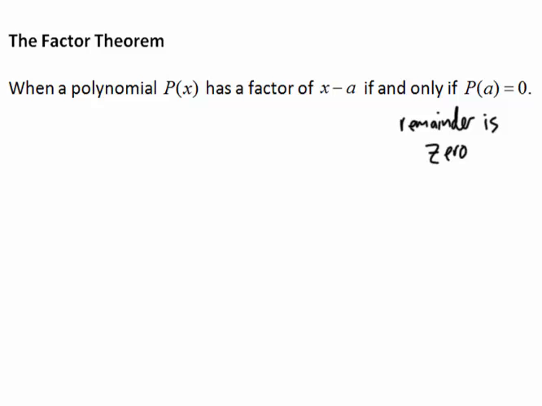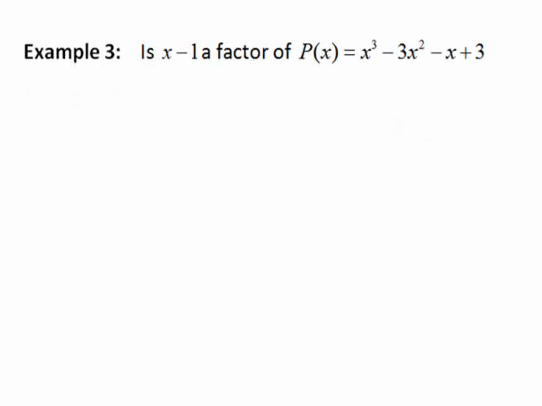So let's apply this to our question. The question is, is x minus 1 a factor of this polynomial? And if it is, when we put 1 into our polynomial, we must get 0. And really, that's the question we need to figure out. Is p of 1 equal to 0? If it is, it's a factor. If it's any other number, then it's not a factor.